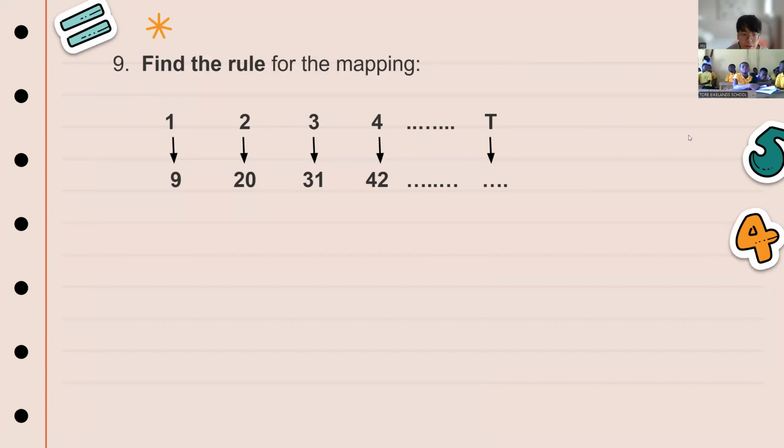Can you find the rule for the mapping that is shown here? This is a more difficult question. So you need to find a rule using t.